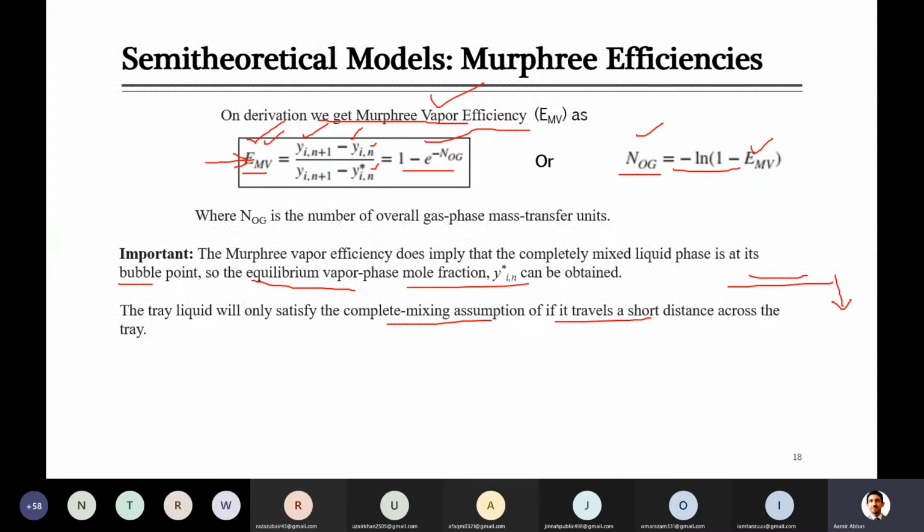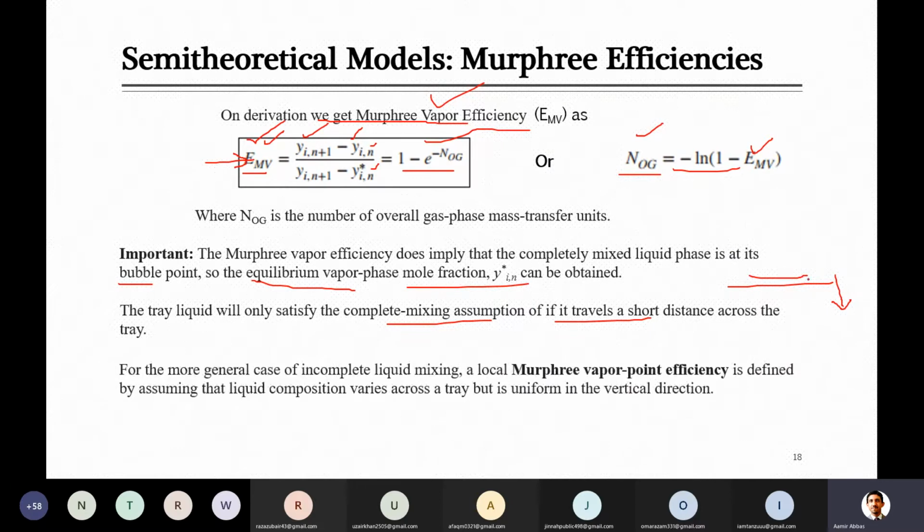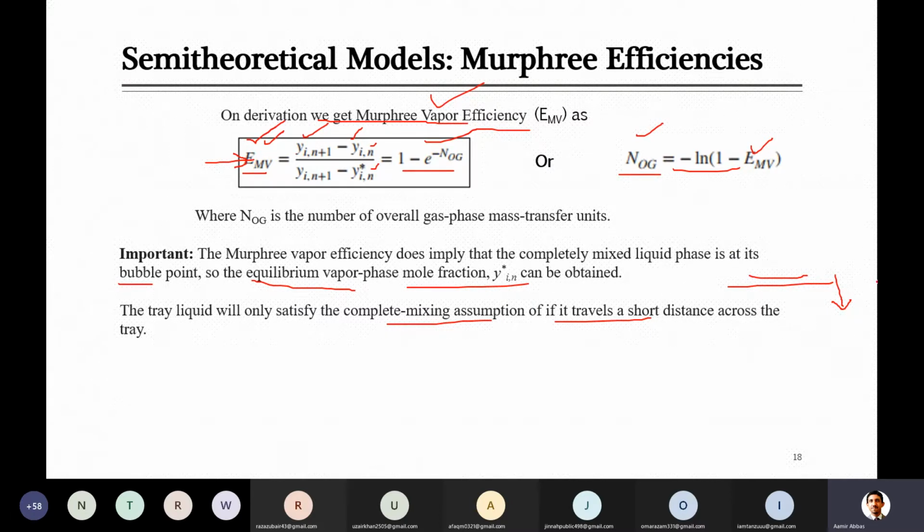When the distance traveled by the liquid on the surface of the tray becomes large, it becomes difficult to ensure that the liquid is well mixed throughout the surface of the tray. Well mixed will give you a homogeneous composition. But if the tray is 10, 20, 30 feet long and the liquid is moving across it, then well mixed is difficult to assume, because there will not be complete mixing throughout the surface of the tray.